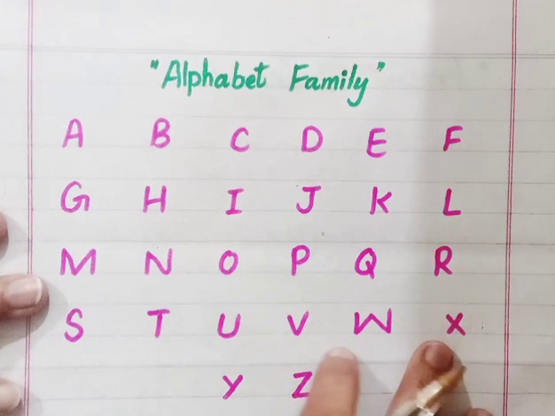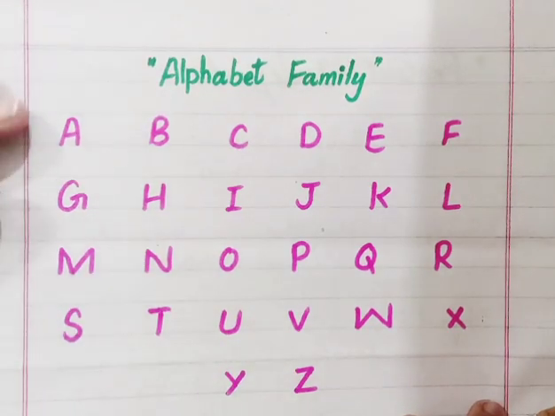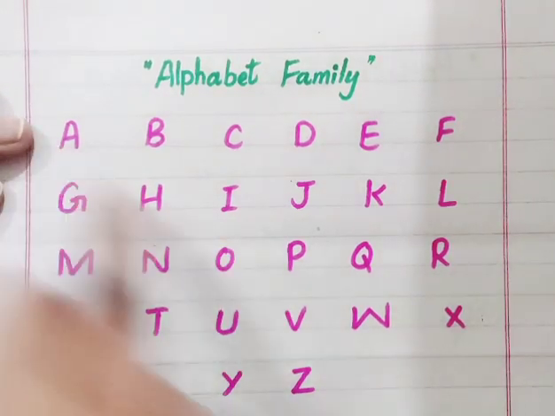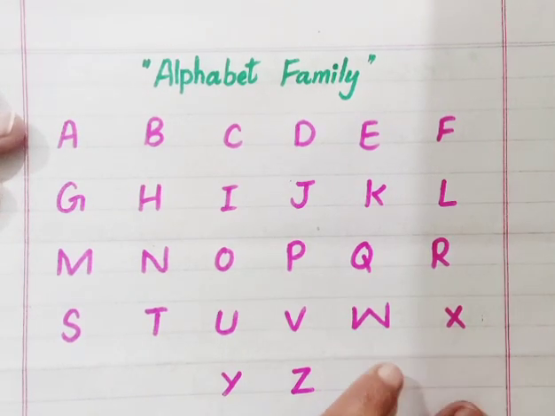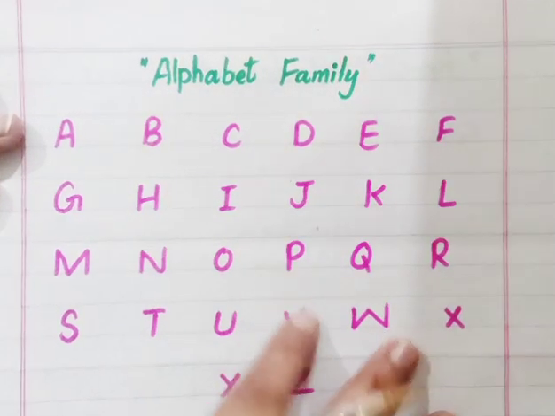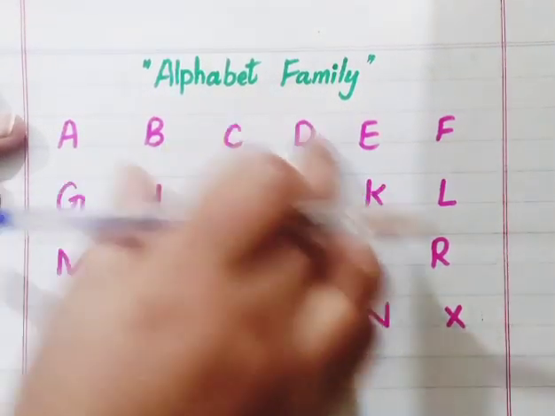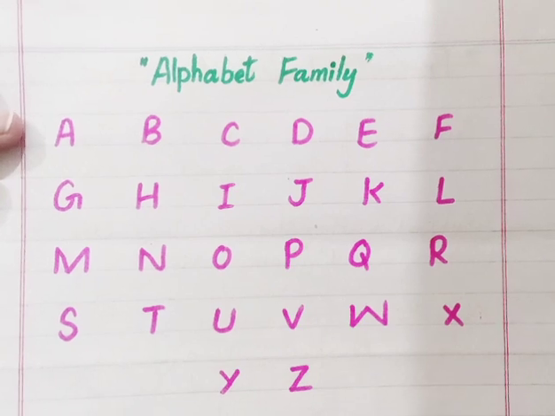First of all, this is our alphabet family. We have alphabet from A to Z. The total number of alphabet letters is 26. We have 26 letters in our alphabet family, right? That is A to Z, as we all know.